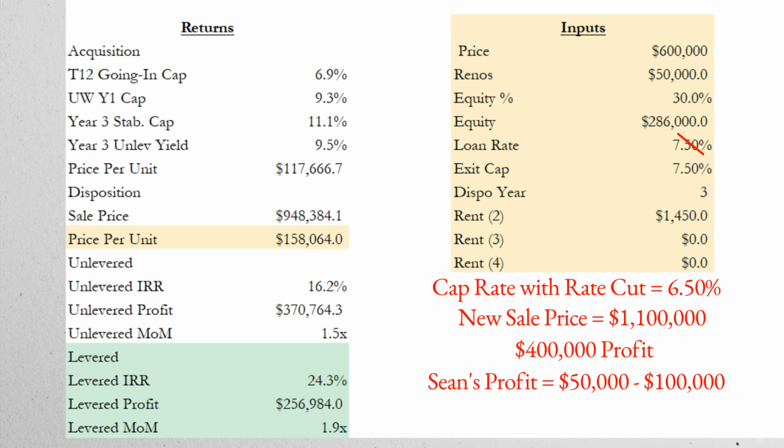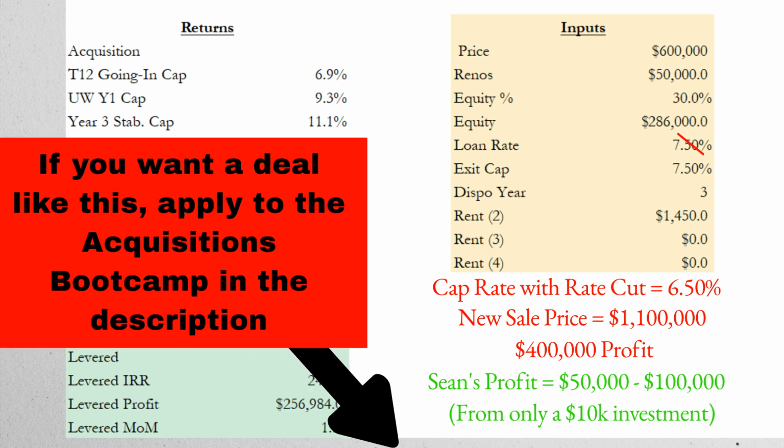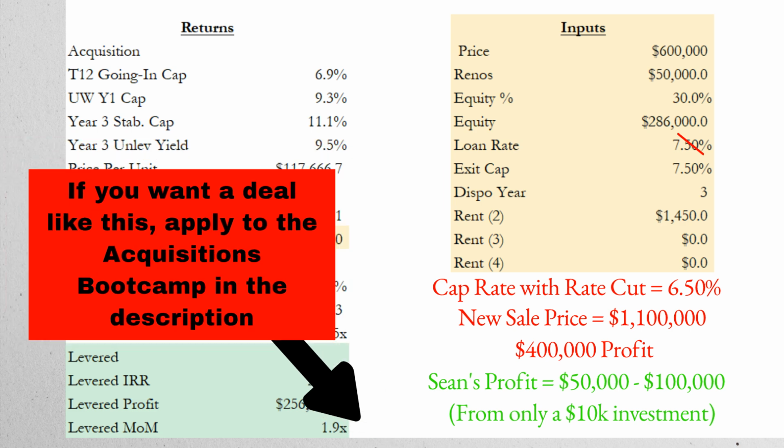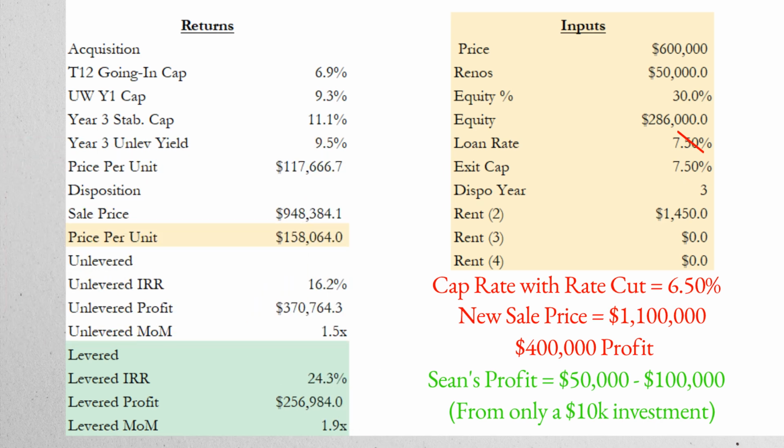Sean, after his promote, would make upwards of 50 to 100K in profit himself off just a 10K investment in just 3 years. And realistically, given how small this deal is, the 3-year timeline is pretty conservative. You should be able to flip it in 12 to 18 months. So there's a real life example of how you can use Fed rate cuts to print money in real estate.